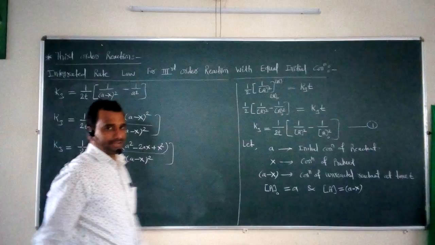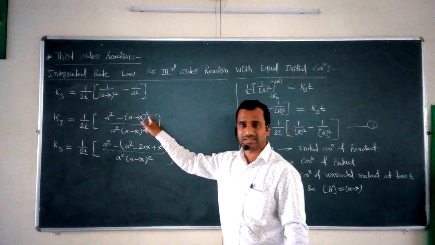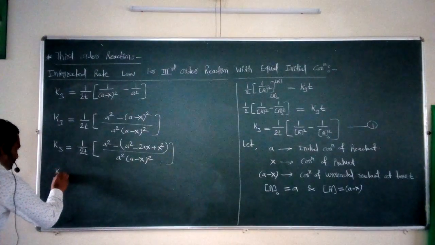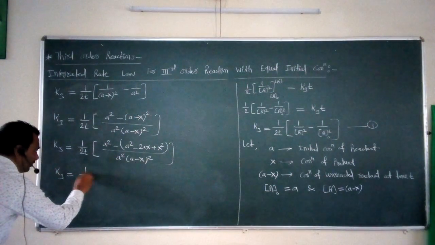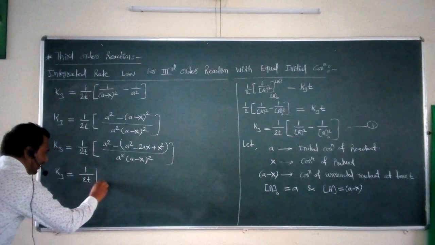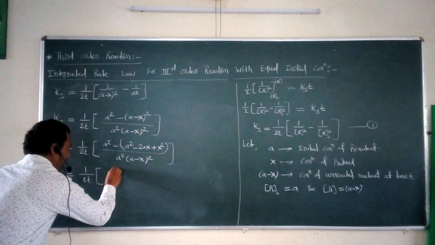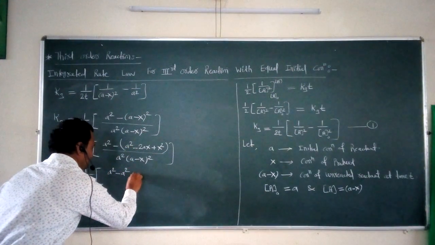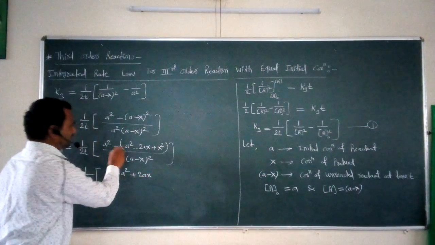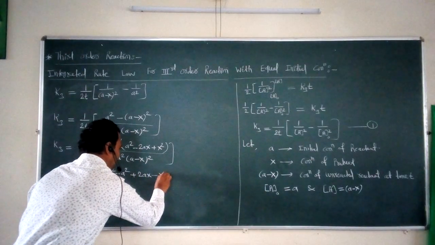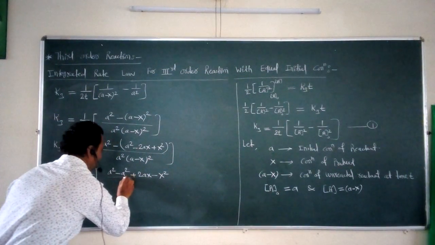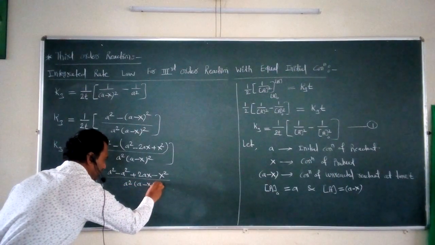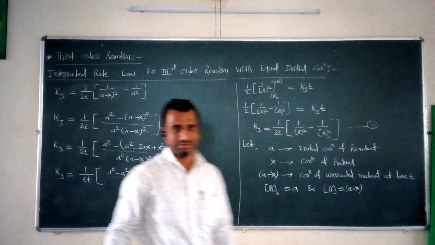Now this is the next step after solving this bracket (a minus x) square. Now in the next step, I simplify it. So again k3 is equal to 1 upon 2t in a bracket, you will get here a square minus a square. This minus minus becomes plus, so it is plus 2ax. This minus plus becomes minus, so it is minus x square, divided by a square into (a minus x) square. This is the next step.